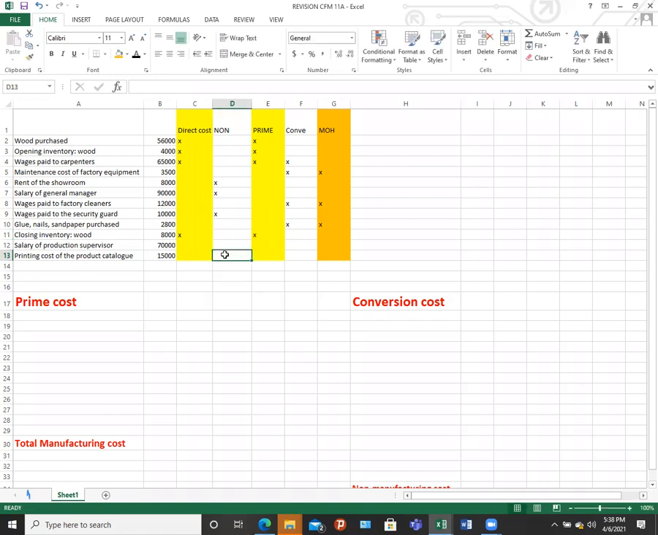Salary of production supervisor. You skip that one. Salary of production supervisor is what? Manufacturing overheads. Direct labor? No, it's not direct. He doesn't convert raw material into the finished product. It's just a supervisor in the factory.